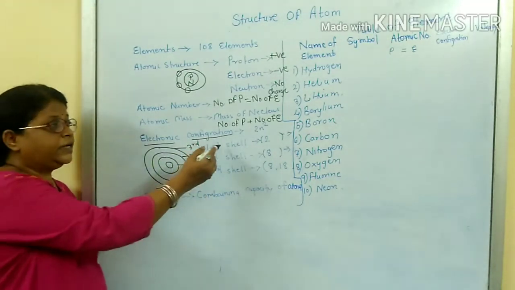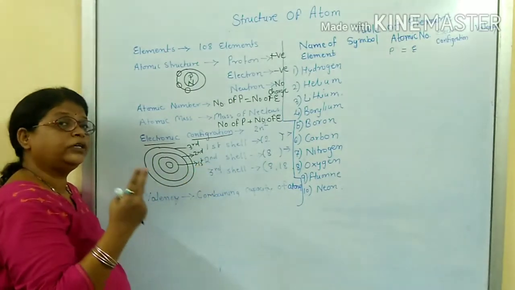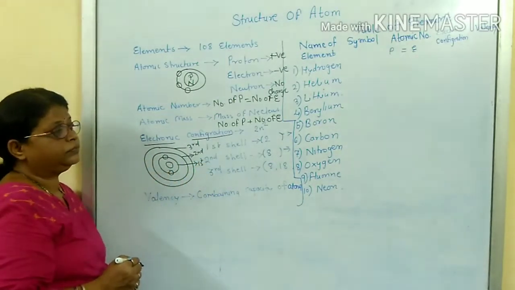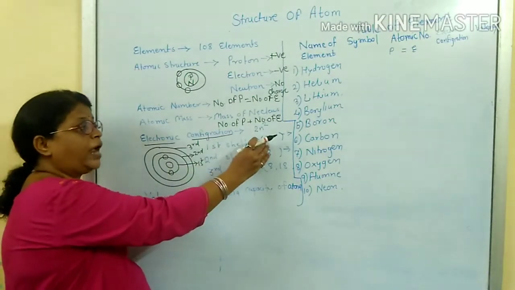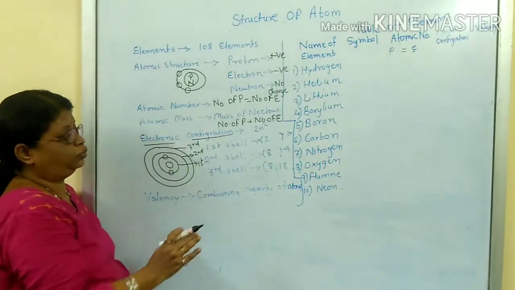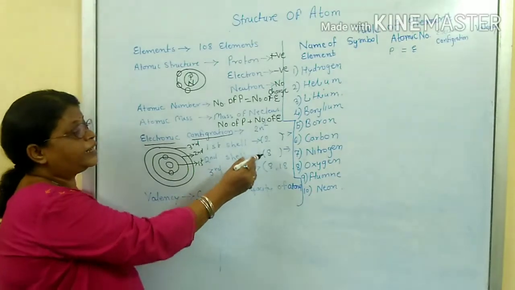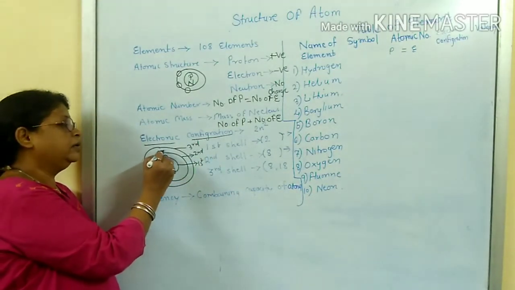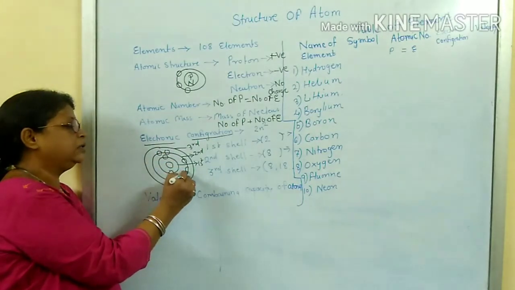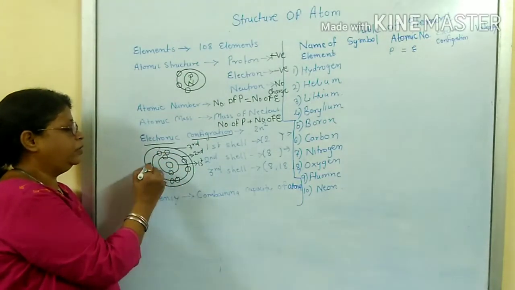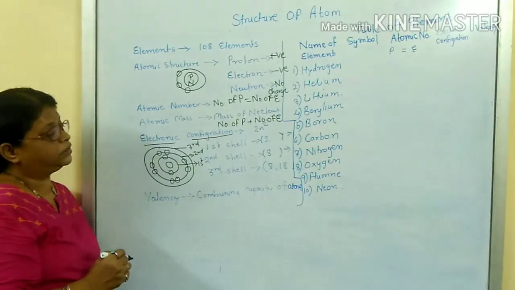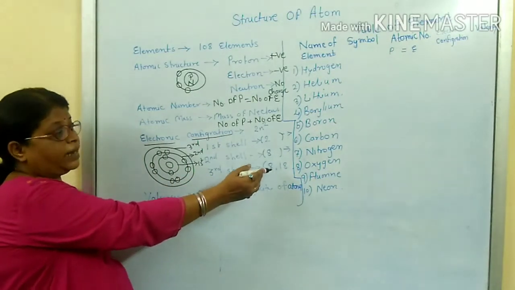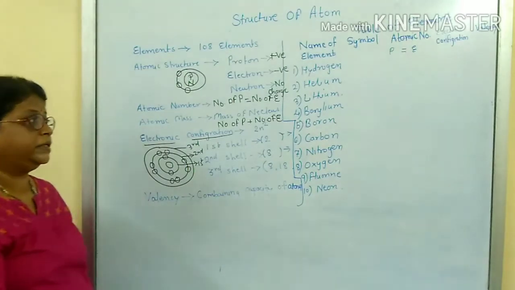So, in the first shell, there are always only 2 electrons. So, minimum 2 and maximum 2. Then in the second shell, there are 8 electrons, which revolve around the nucleus. In the third shell, there are minimum 8 and maximum 18 electrons.